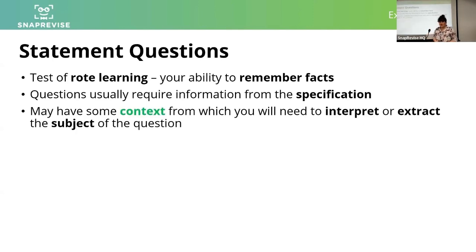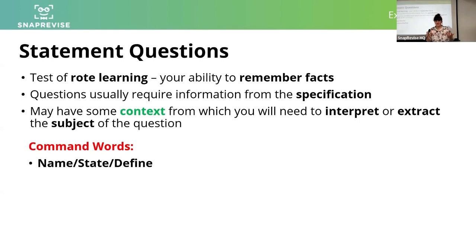There might be, within a statement question, some context that you need to apply. So you're going to need to interpret or extract information perhaps from the question to work out exactly which fact you need to recall. But it will be short, specific to the point, and rote learning.